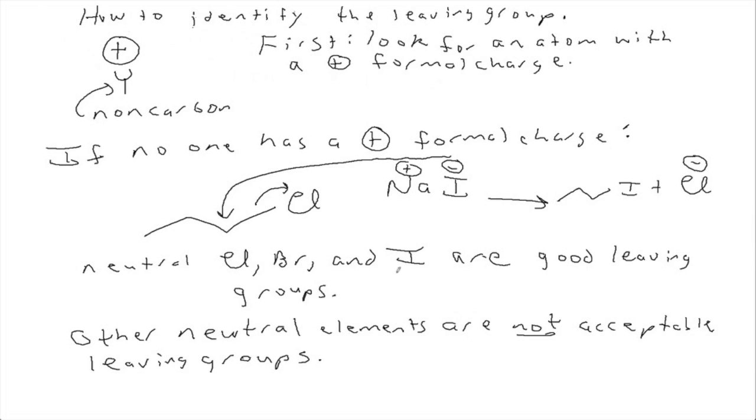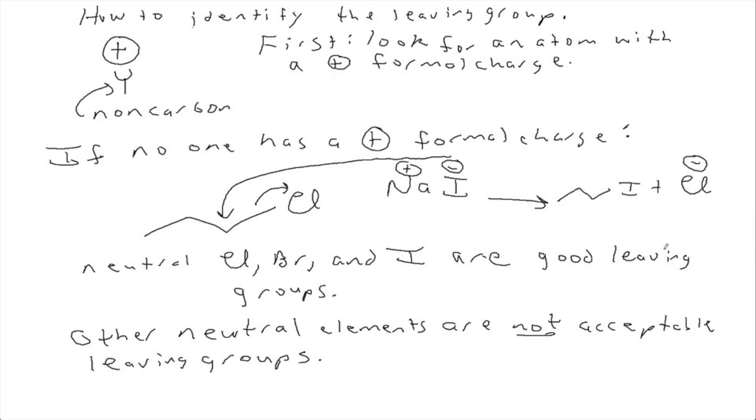Yeah. But these are not from the second row. What row is chlorine in? The third. And bromine and iodine are from the fourth and the fifth. Yeah. That means they're big. That's the most important reason why these are good leaving groups. The most important reason that they're good leaving groups is because they're big.